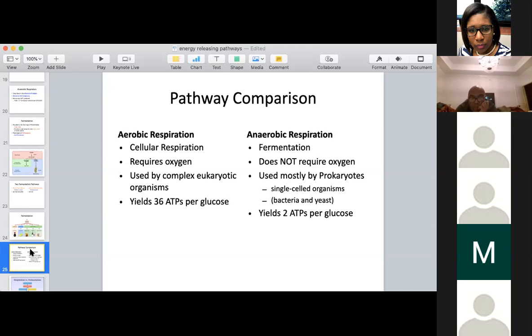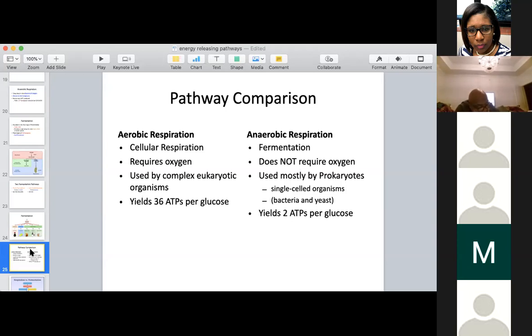On the other hand, anaerobic respiration leads to fermentation, okay, which is a process that does not require oxygen, and it is used mostly by prokaryotes, okay, single-cell organisms, which includes bacteria and yeast. But make sure you understand that yeast are eukaryotic, okay? They are a single-celled eukaryotic organism, though, so they don't have the same energy requirement. They're not very complex. And anaerobic respiration leads to a net yield of 2 ATPs per glucose.